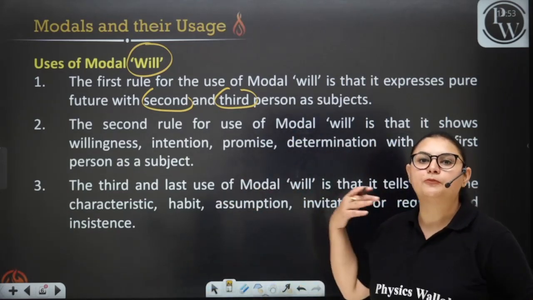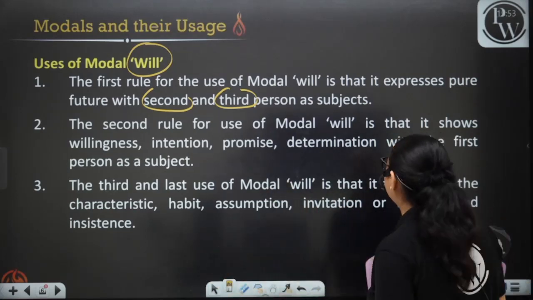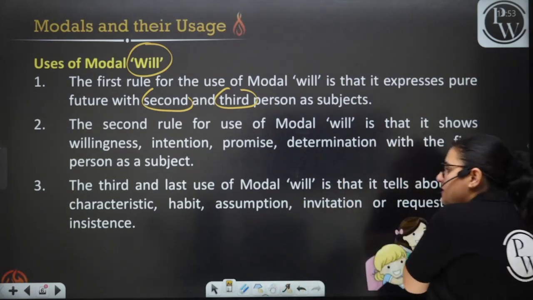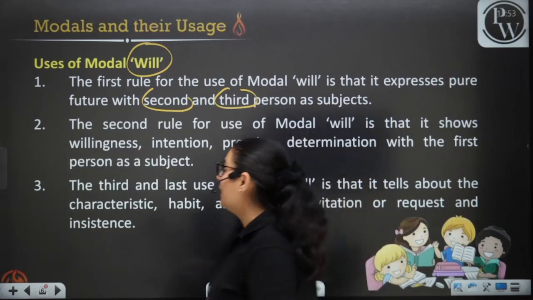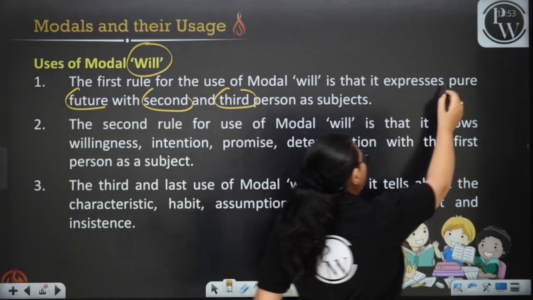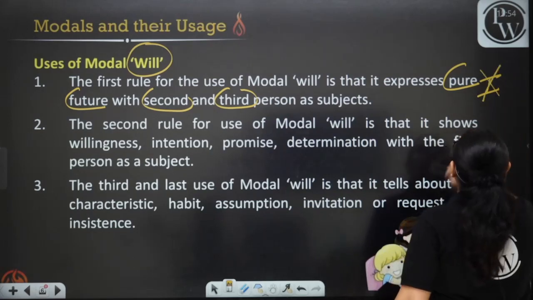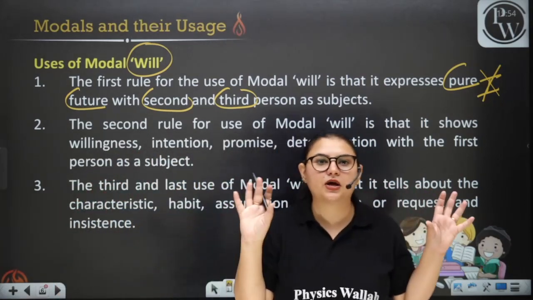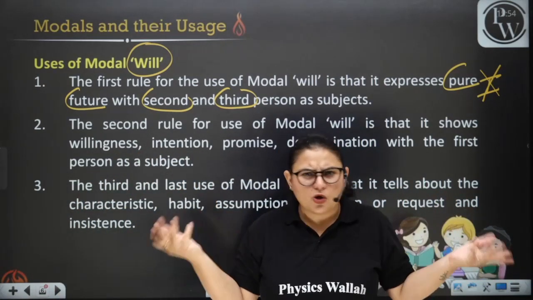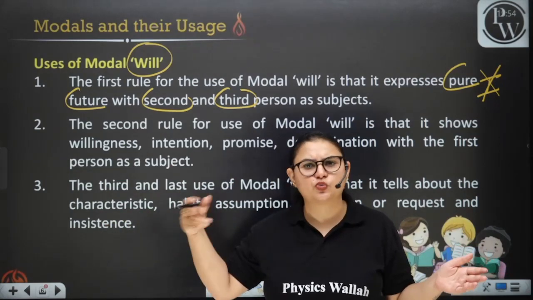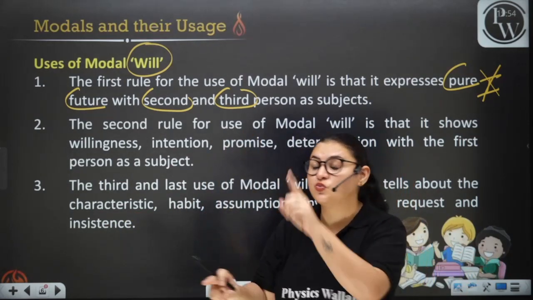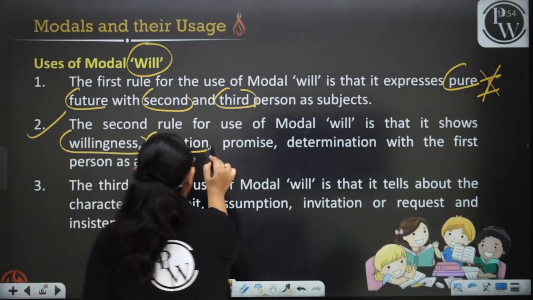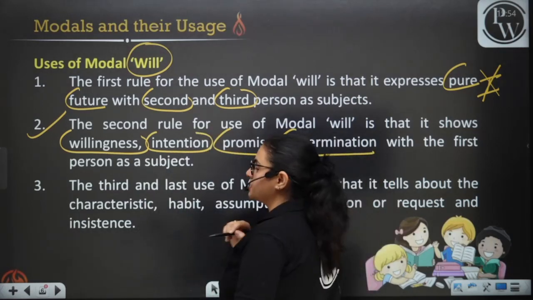Promise: in case you make a promise to someone, in that case also you use will. If you are determined, if you have determination, you use will with the first person as a subject, as we know. Only in case of expressing the pure future, we do not use it with the first person. But we can use will. Some children are confused that we cannot use will with the first person, with I and we. We can use it in the second case, when the first person is showing its willingness, intention, promise, or determination.